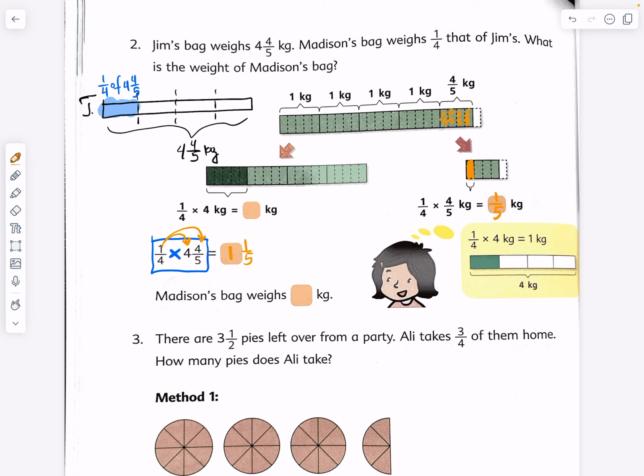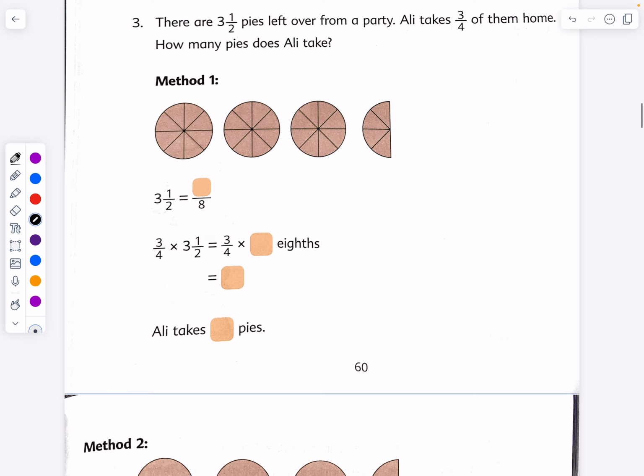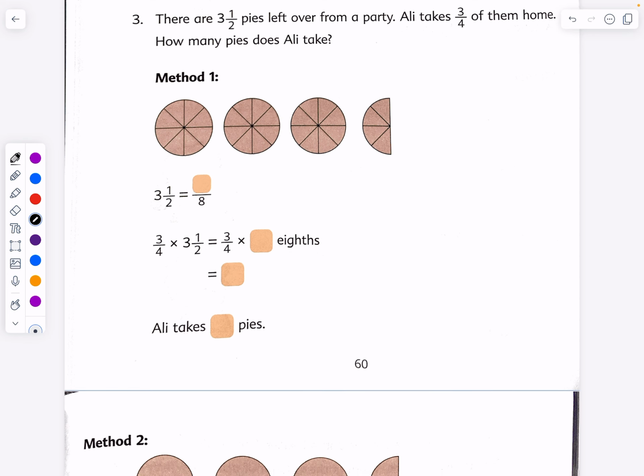It's 1 1/5 of a kilogram. That's the weight of Madison's bag. Let's write it down. 1 1/5 of a kilogram. Next problem. There are 3.5 pies left over from a party. Again, we are dealing with a mixed number. Ali takes 3/4 of them home. How many pies did he take?